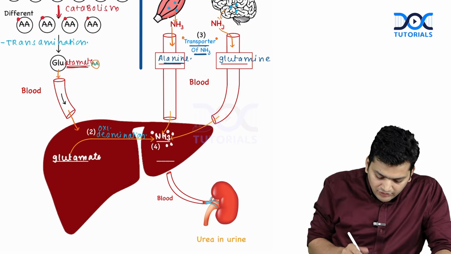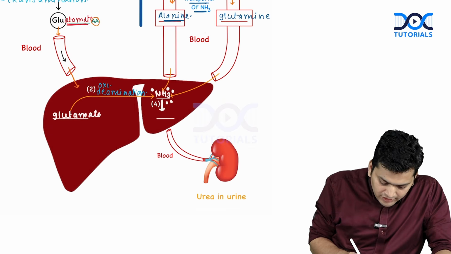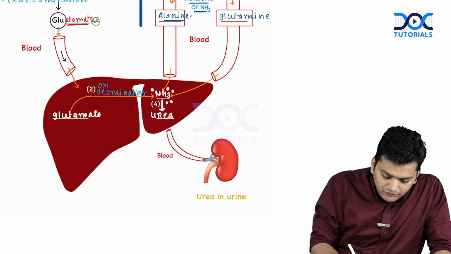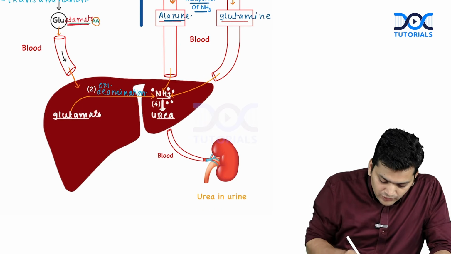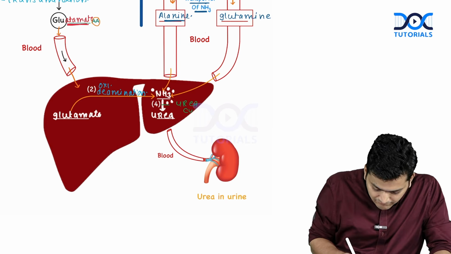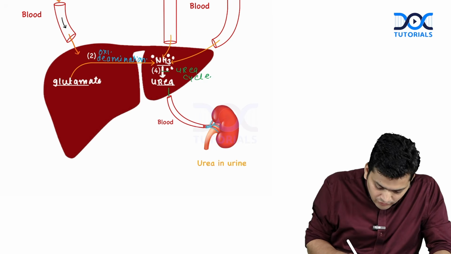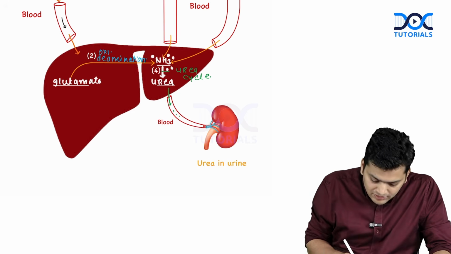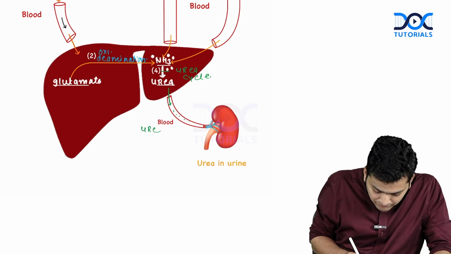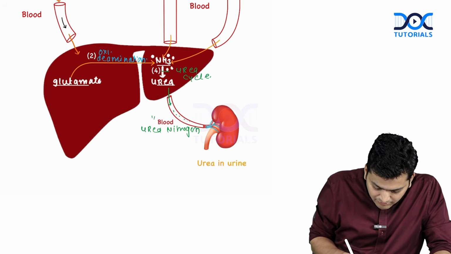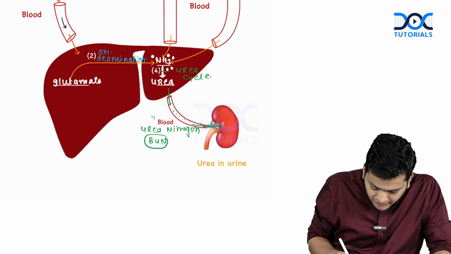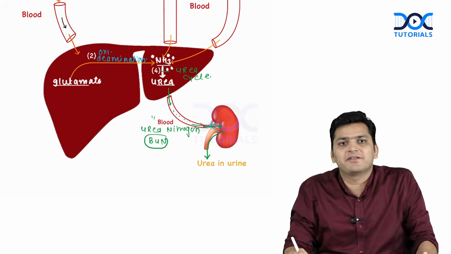This ammonia will be converted into its ultimate product, urea. That is step number 4. When the ammonia converts into urea, this is called the urea cycle. And then this urea molecule will come into the blood. When urea comes into the blood, it is called blood urea nitrogen, which you have seen in MCQs and in lab reports written as BUN. And this blood urea nitrogen will reach the kidney and be excreted out.